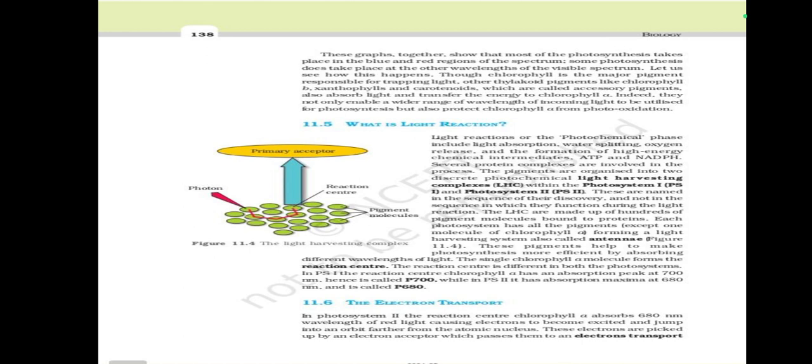The reaction center is different in both the photosystems. In PS1, the reaction center chlorophyll a has an absorption peak at 700 nanometers, hence is called P700, while in PS2 it has absorption maxima at 680 nanometers and is called P680. The electron transport: in photosystem 2, the reaction center chlorophyll a absorbs 680 nanometer wavelength of red light, causing electrons to become excited and jump into an orbit farther from the atomic nucleus.